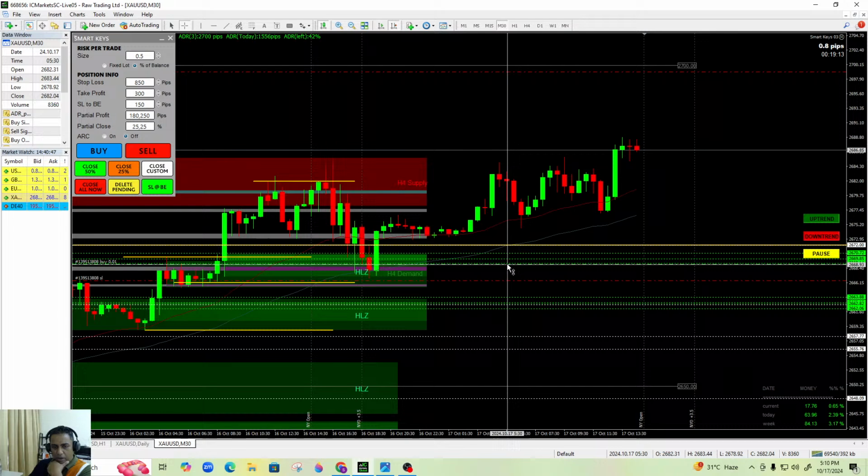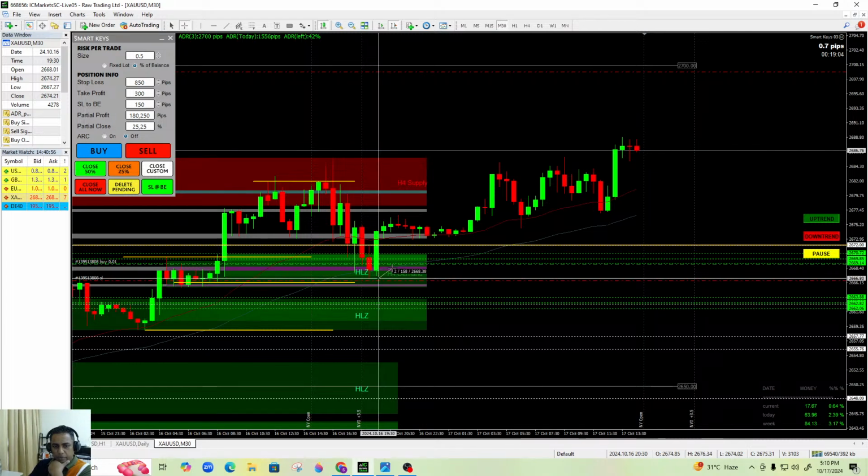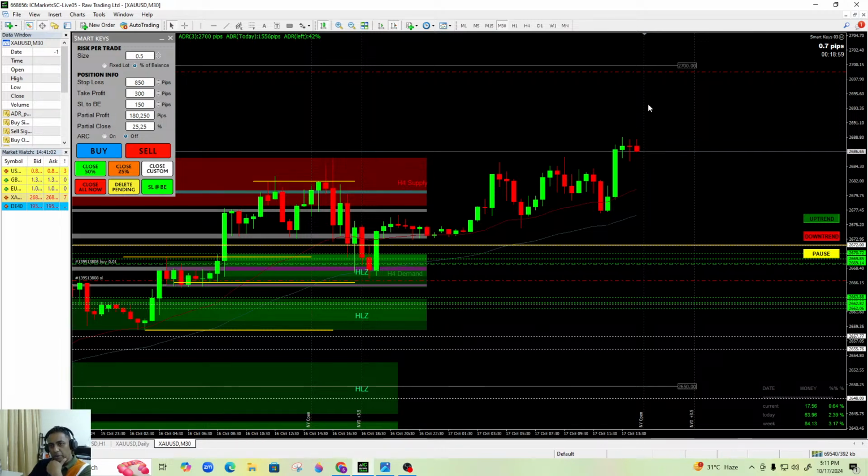So the stop loss is about a 20 pip stop loss, just under that candle. That's roughly 20 pips, 21 pips. So I'm anticipating a 300 pip move on this trade.